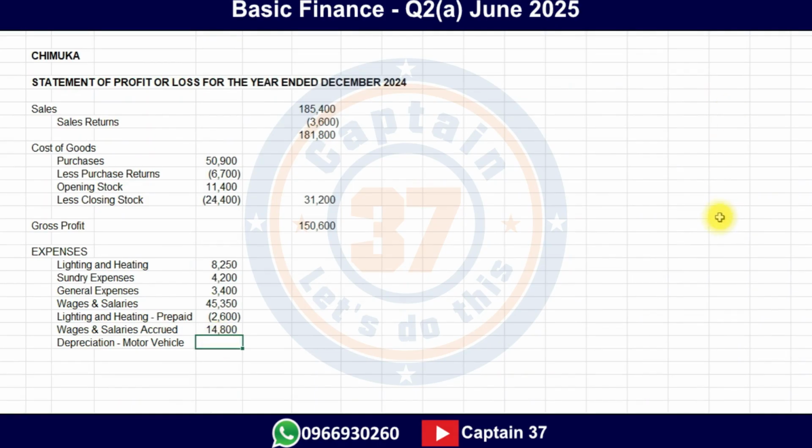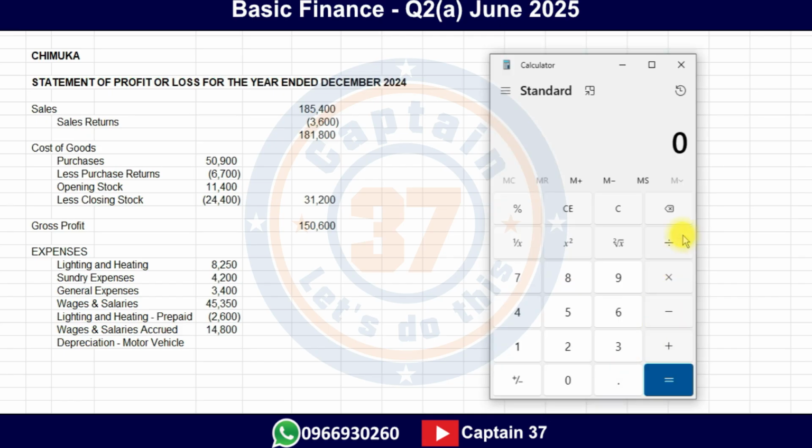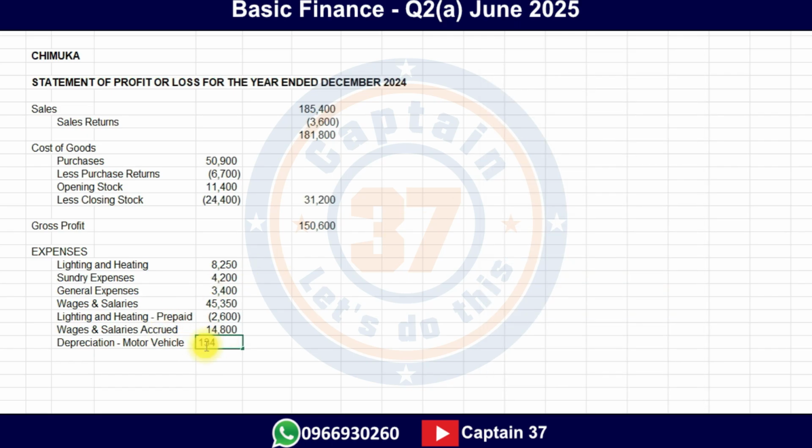What is the value for the motor vehicle? It is 157,000, and it depreciates at a rate of 20%. So we multiply this by 0.2, which is 20%. What do we get? 31400. And this is the amount we are going to write over here.